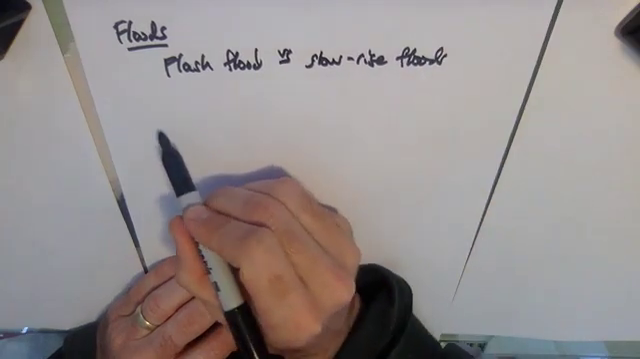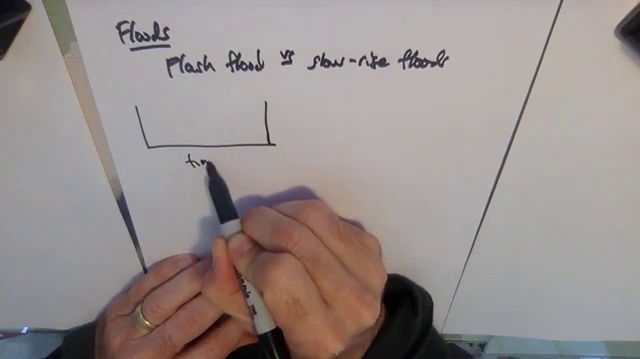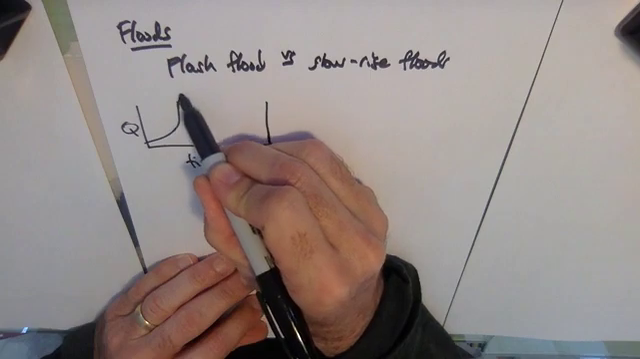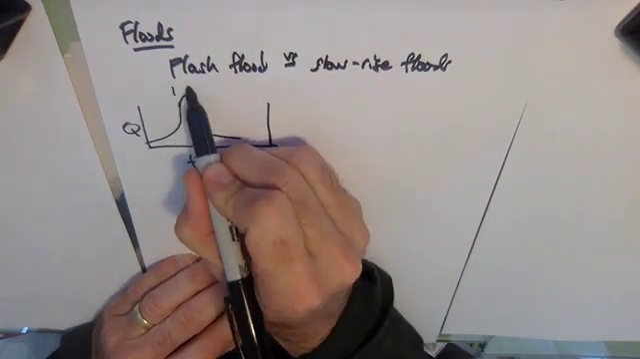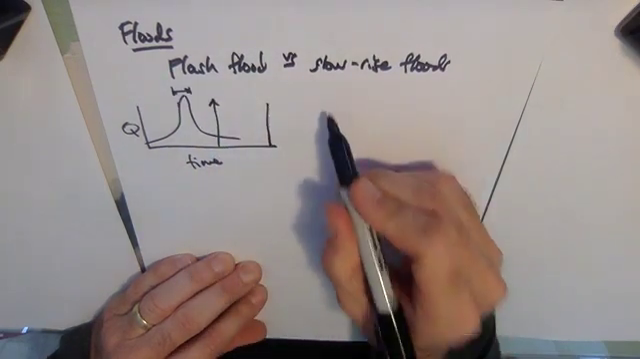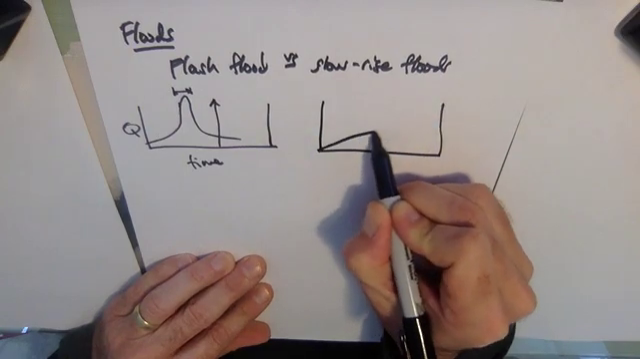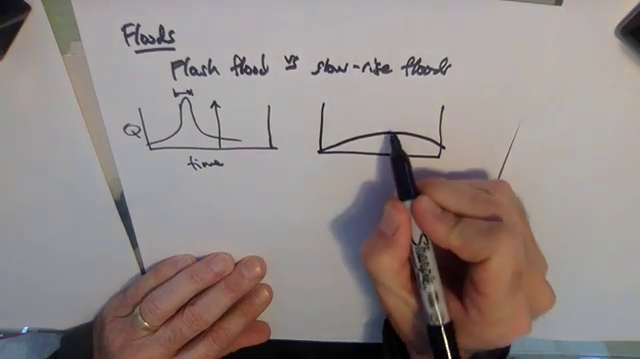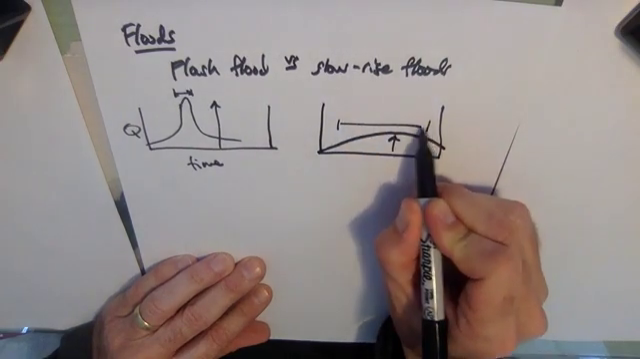So, a flash flood in a hydrograph is going to have, this would be time, and this would be Q, right? So a flash flood would have a very rapid rise and generally a very rapid decay. So it's a short amount of time, often with a very high peak. And a slow rise flood is generally a broader, lower event with not as much of a peak and a much longer duration.